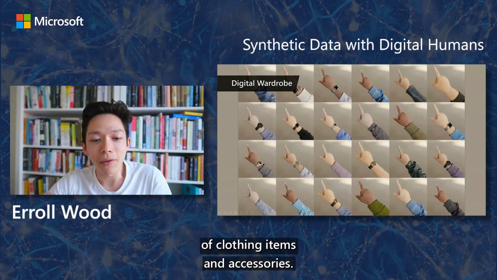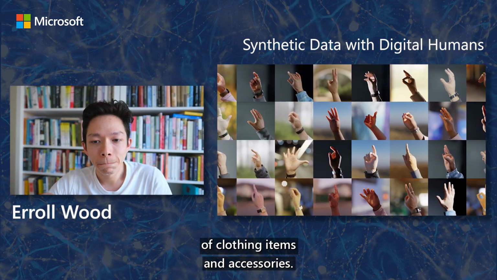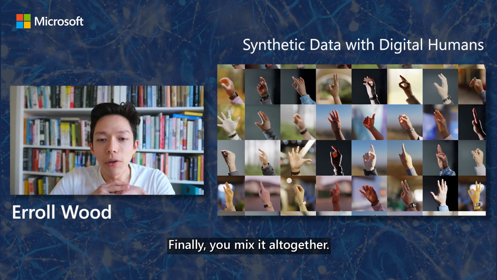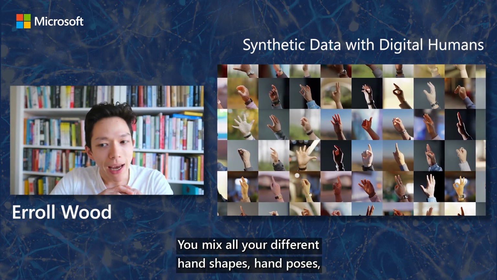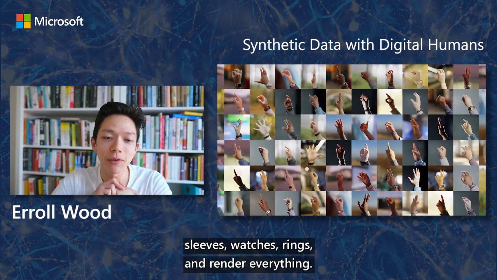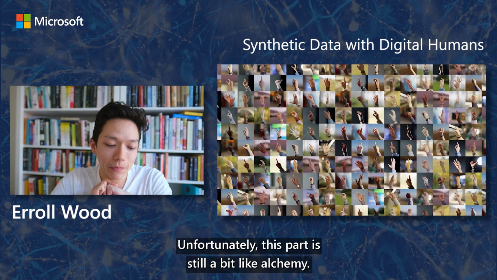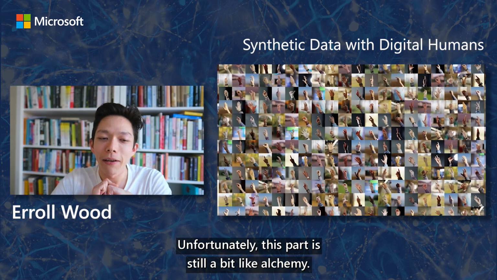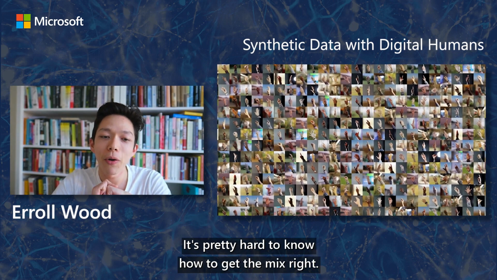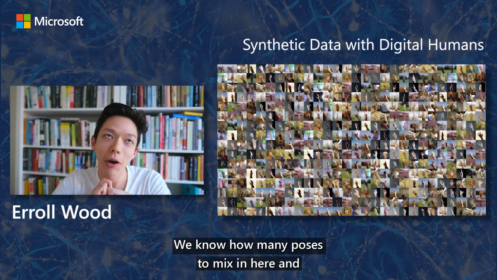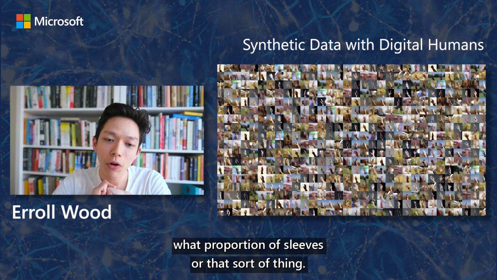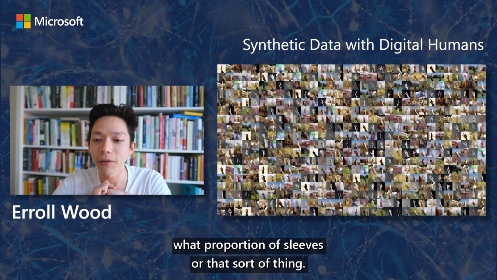You can prepare these sorts of clothing items and accessories. And so finally, you mix it all together. You mix all your different hand shapes, hand poses, sleeves, watches, rings, and render everything. And unfortunately, this part is still a bit like alchemy. It's pretty hard to know how to get the mix right. How many poses to mix in here, and what proportion of sleeves or that sort of thing.